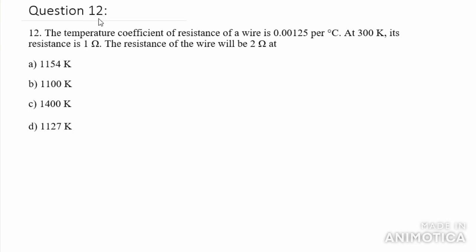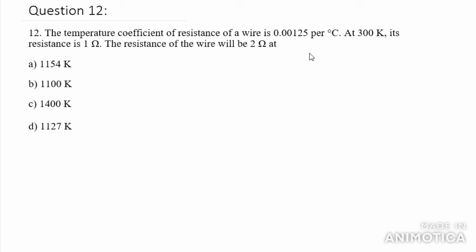Question number 12. The temperature coefficient of resistance of a wire is 0.00125 per degree Celsius. At 300 Kelvin, its resistance is 1 ohm. The resistance of the wire will be 2 ohms at. So we have to find the temperature at which the resistance of the wire is 2 ohms.